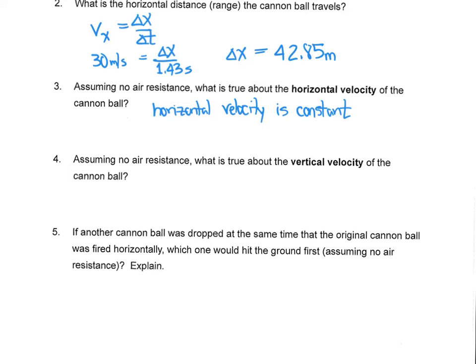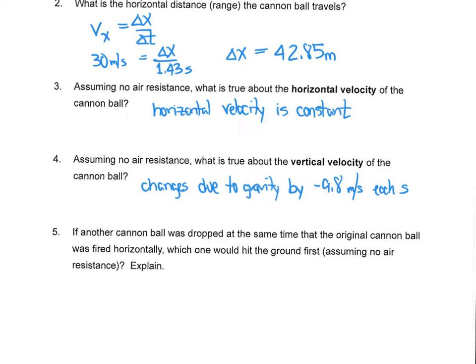Vertical velocity changes due to gravity by negative 9.8 meters per second each second.